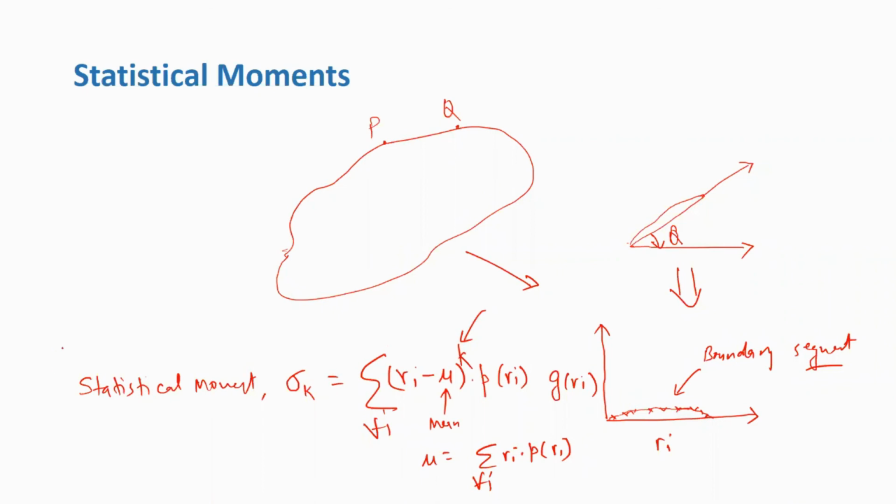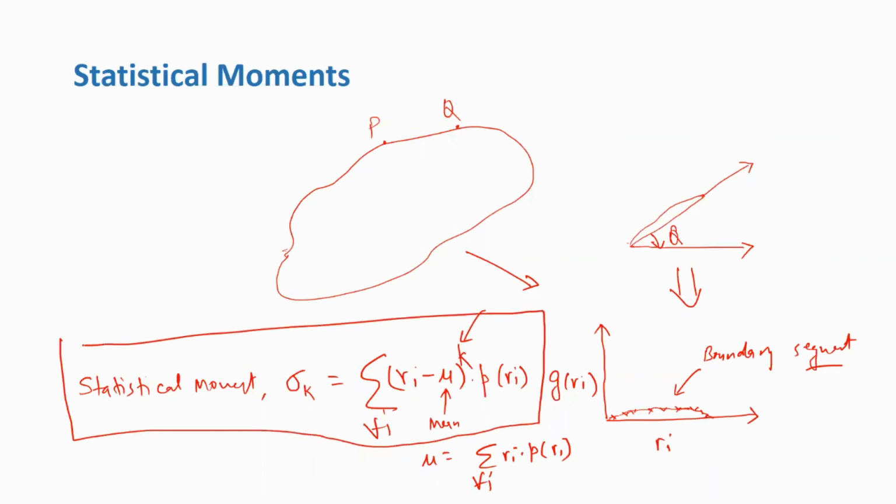So by defining this statistical moment, we can also generate multiple information about the boundary or shape. We can have n number of statistical moments for each of the boundary segments taken, right? So this is another way to generate the features of the shape of any given boundary.